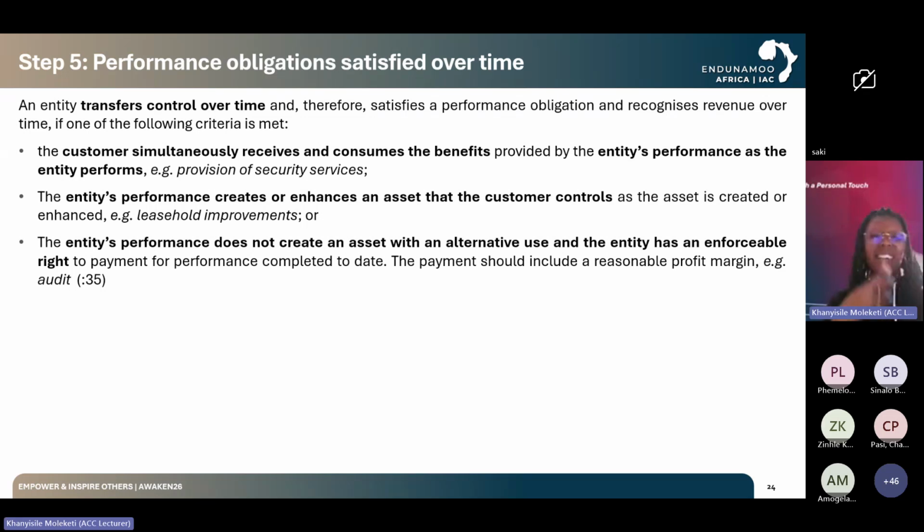This was meant to cover your vanilla type of service agreements. Hear me very clearly, vanilla type of service. Not all service contracts will meet this criteria, but vanilla type, meaning security, maintenance, cleaning. So very straightforward, easy type of service contracts.